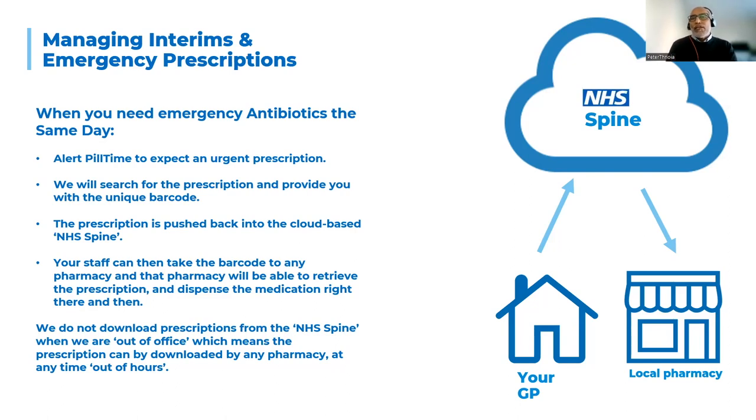Now, at Pilltime, we don't download any prescriptions outside of our opening hours. So what you could do is ask the doctor's surgery for the code that's on your prescription and then go to any pharmacy and get that dispensed. And if you need it dispensed and somewhere like our pharmacy is open, you can ring the pharmacy up and ask them for the code, and they'll give you the code, and they would also release the prescription back up to the spine so it can be collected anywhere you like, which makes the whole process of collecting interims much simpler, and having a separate functionality of your repeats done by a different pharmacy.